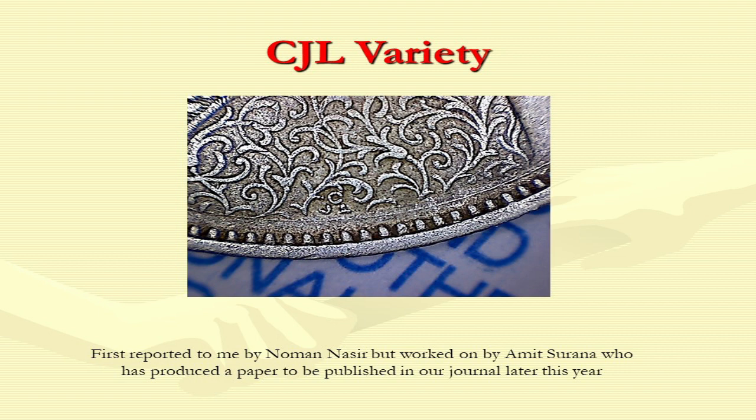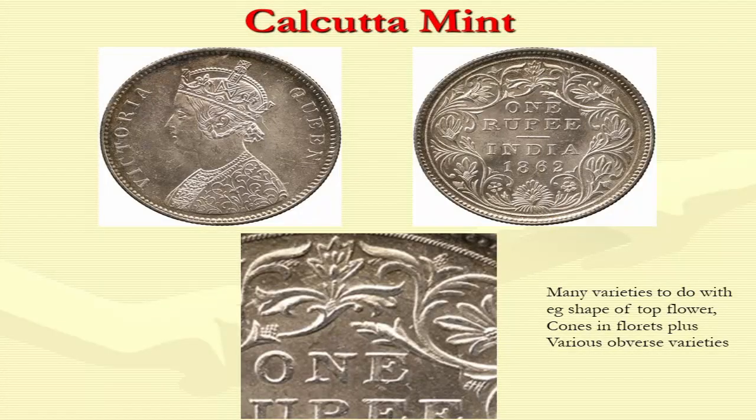Now, I just mentioned Calcutta Mint was the major producer of these coins in terms of numbers, and there are many, many varieties of the Calcutta Mint coins, and they involve little things like, is there a cone here, or what does that bud look like? Very small differences. And Randy Weir and I published a book a few years ago where we had lots of different varieties of these coins.